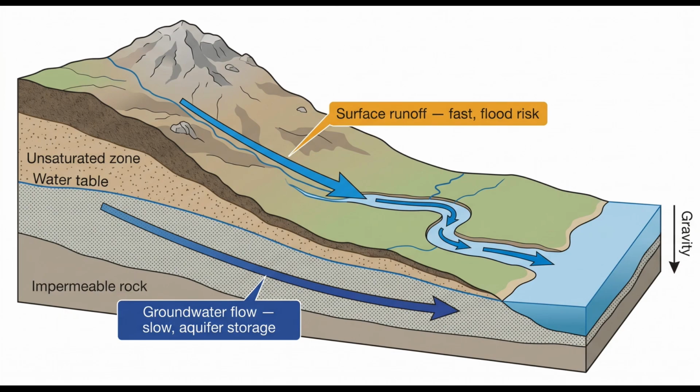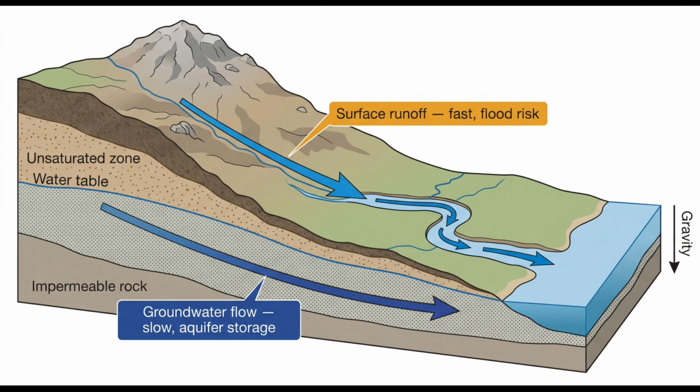When water cannot infiltrate, either because the ground is already saturated from heavy rain or because the surface is impermeable, it flows across the top of the land as surface runoff. Look at the diagram on screen. Surface runoff flows overland, downhill, into rivers and streams.